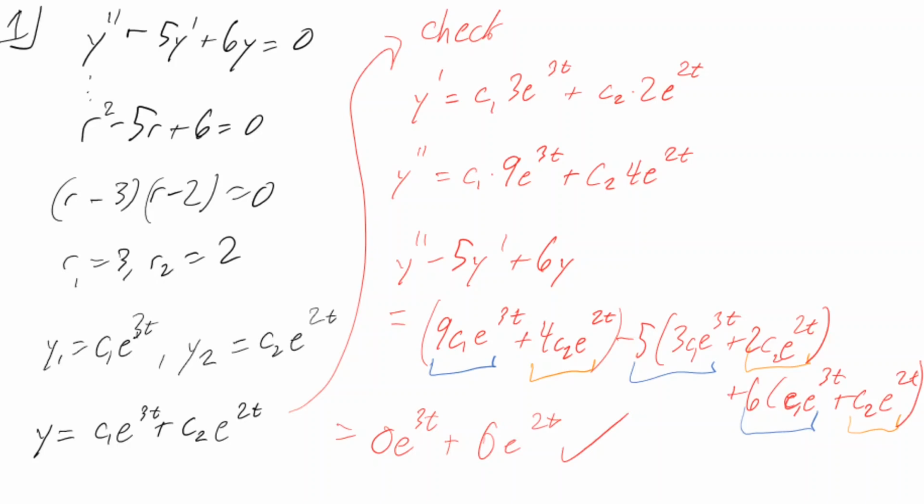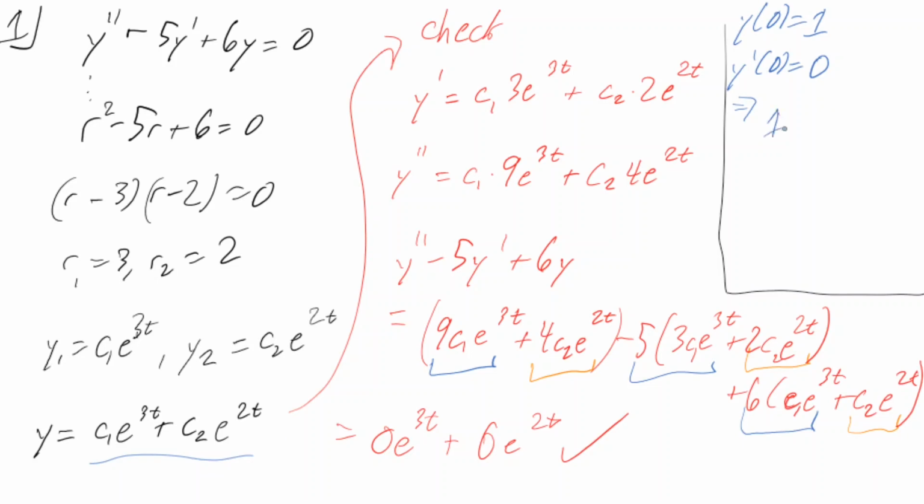Now, you might be given initial conditions, in which case you have to solve for a specific solution. Let's say y(0) = 1 and y'(0) = 0. Then we plug these into the function and its derivative. Plugging into the function, we get 1 = c1 + c2. Plugging into the derivative, we get 0 = 3c1 + 2c2. After you do this, you get two equations with two unknowns. It's a very simple system of equations, and you can easily solve for c1 and c2.